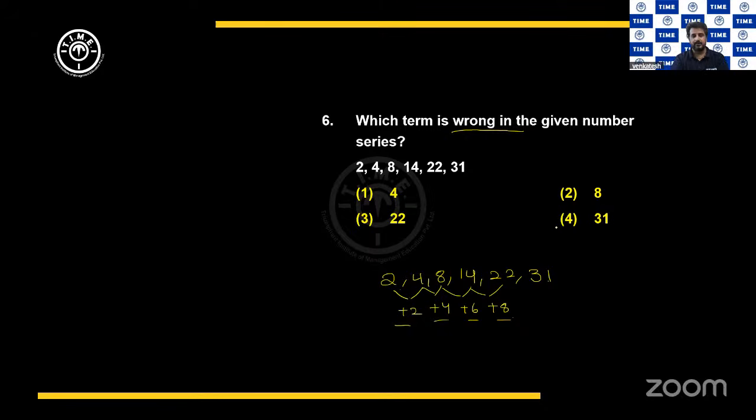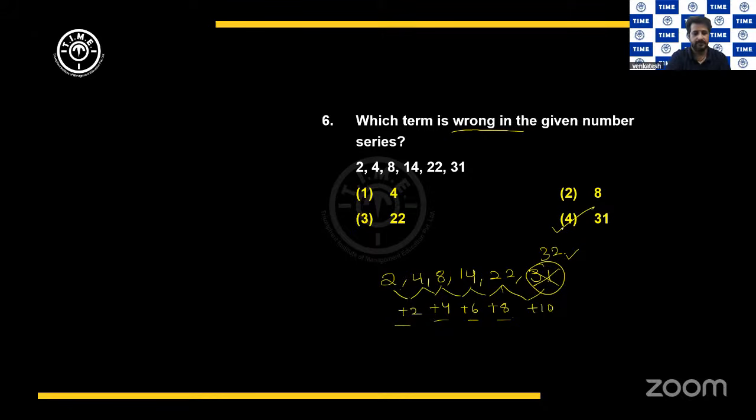These are even numbers, consecutive even numbers. So after 8 is 10. So 22 plus 10, 32. But the number given here is 31. So 31 is a wrong number and the correct number is 32. So choice 4 is the wrong number.